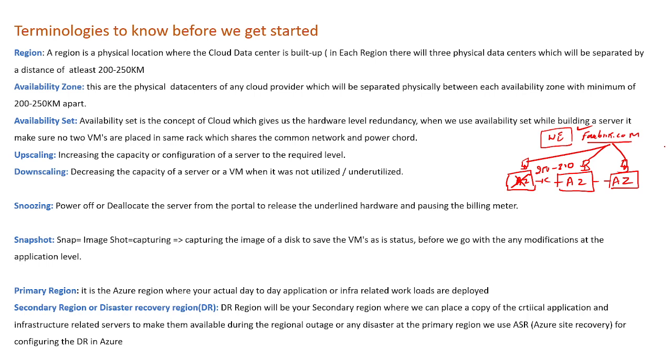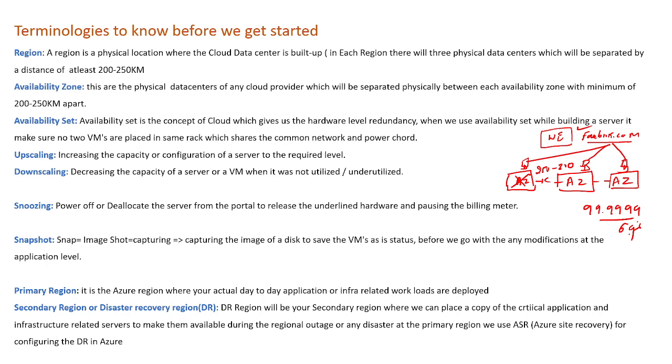So with this approach, Microsoft will commit you 99.9999, which we call six nines. Six nines of SLA, they will call it. Okay, so this is region and availability zone.